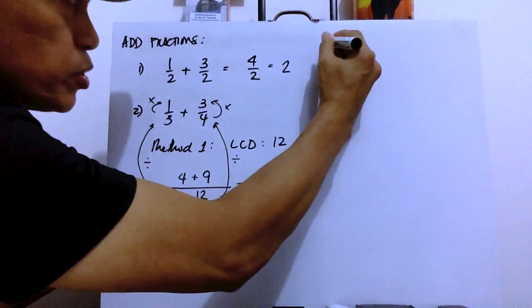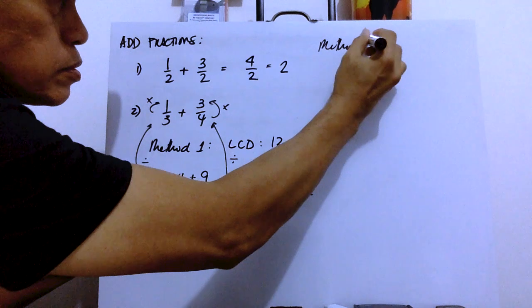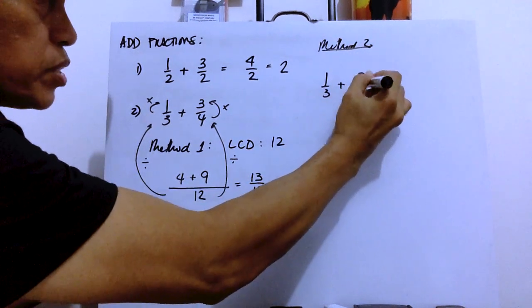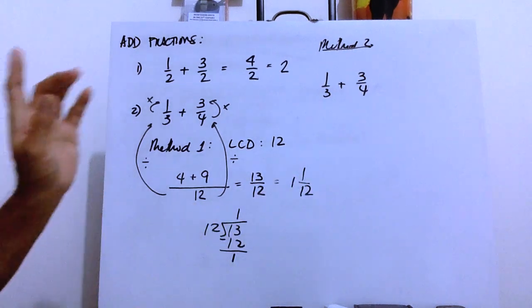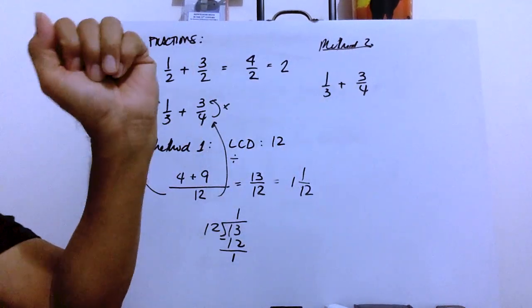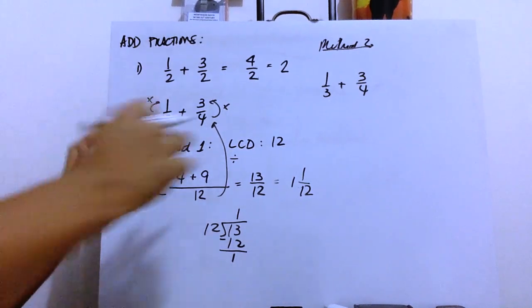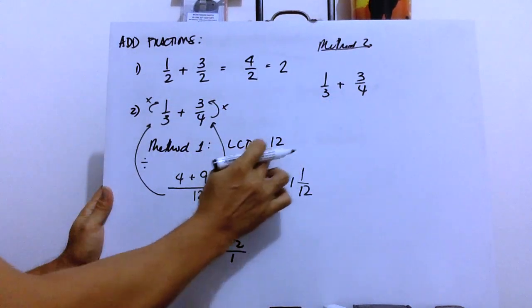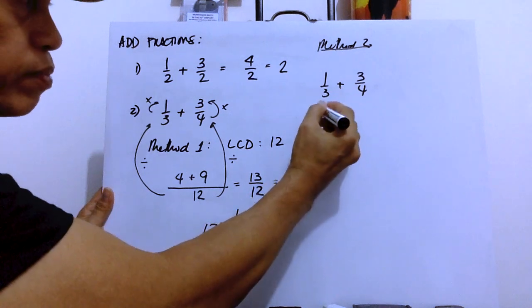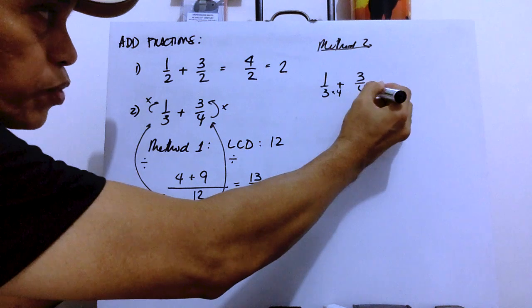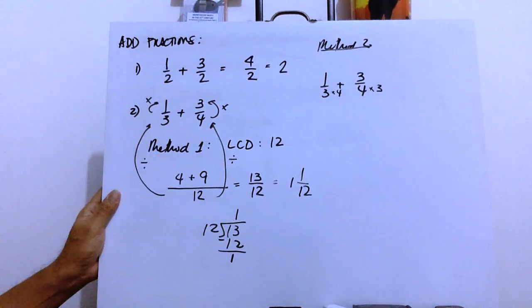What is method number 2? Okay, so 1/3 plus 3/4. What we're going to do is make the denominators equal. How do we do that? Well, since the LCD is 12, might as well make this 12. I will multiply 3 by 4. I will multiply 4 by 3 to make them 12.